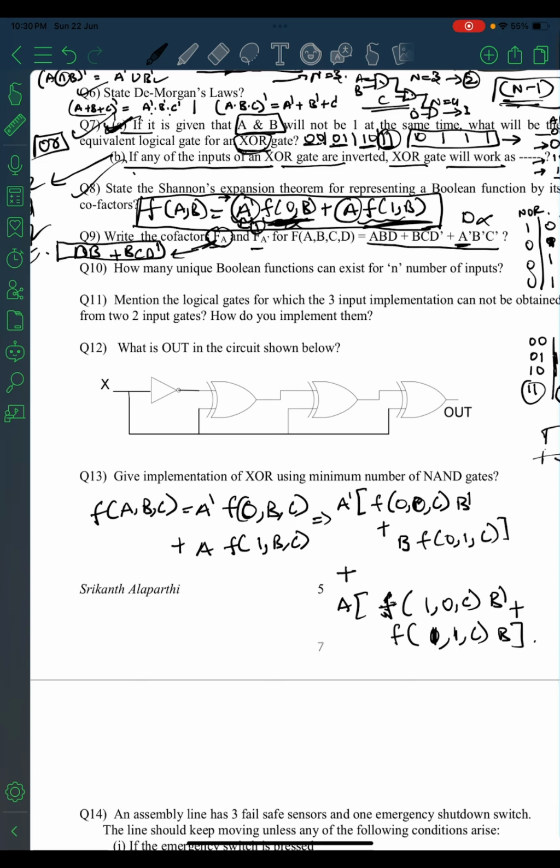If you want f of a dash, you just need to substitute a as 0. Then 0 into bd cancels, and bcd dash will remain because it does not have any a term. Plus a dash: here a is equal to 0, so its complement is 1. So 1 into b dash c dash remains. This is the cofactor of f of a dash. So this is the answer for this ninth question.